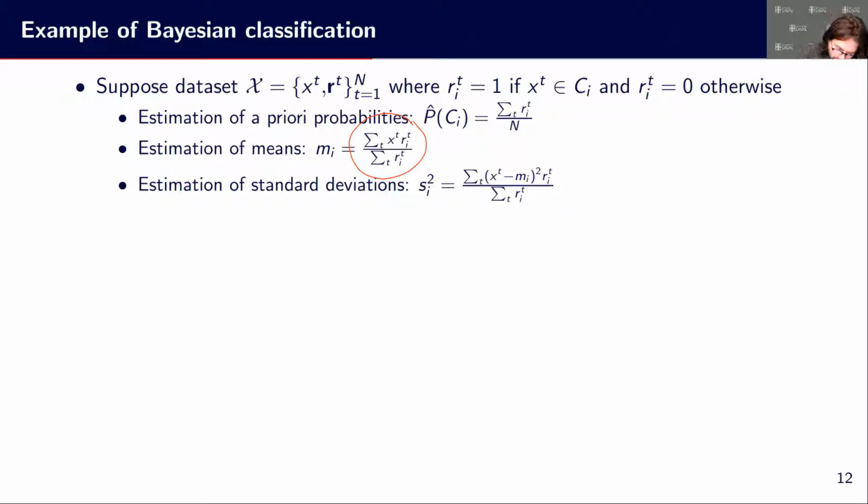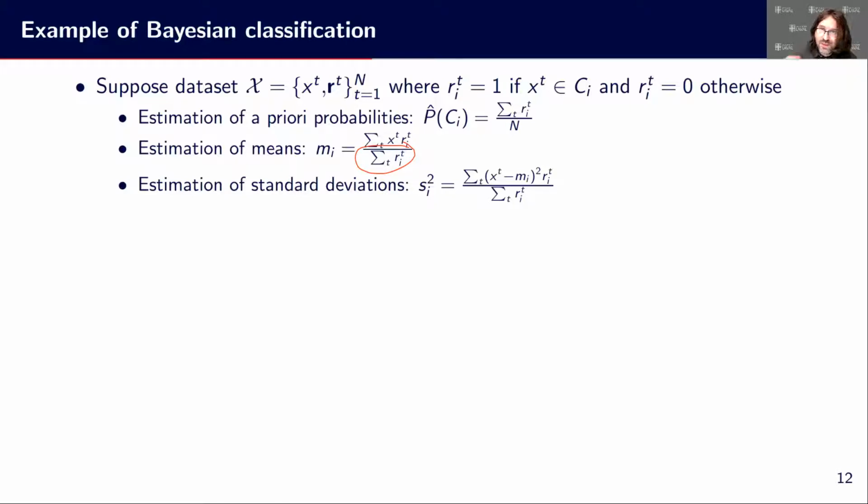So this sum is made over all t's, but in fact, we are using the xt only for those where the rit is 1. So for the situations where the xt is associated to the right class. For the other classes, when the xt is associated to another class, the rit is equal to 0, such that we are not taking this into account. So basically, we are summing all the xt from class Ci with this equation on the top, divided by the total number of samples in class Ci by summing the rit.